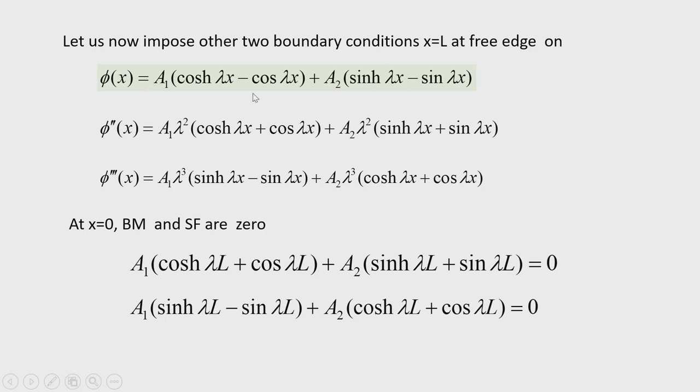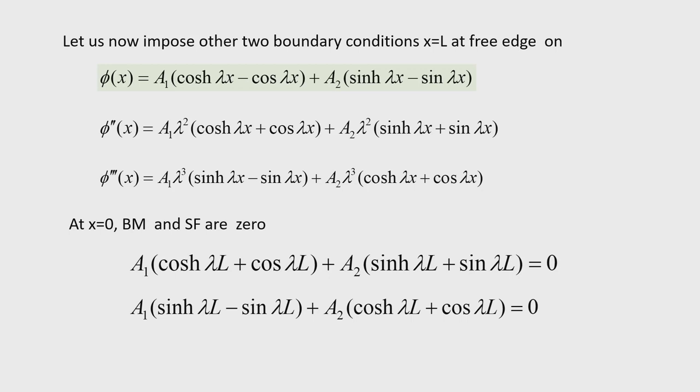So now with these two constants of integration, we again differentiate this to apply the other end condition, that is the zero bending moment and zero shear condition. So for that function, we have again obtained the second derivative and third derivative. So the second derivative is a1 lambda square cos hyperbolic lambda x plus cos lambda x plus a2 lambda square sin hyperbolic lambda x plus sin lambda x. And the third derivative of phi is a1 lambda cube sin hyperbolic lambda x minus sin lambda x plus a2 lambda cube cos hyperbolic lambda x plus cos lambda x.